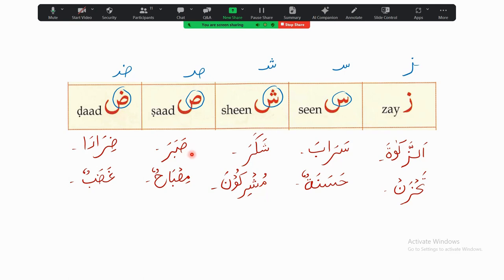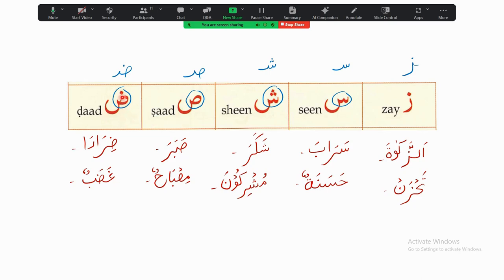So the first example is of swabara. Right here, sad is at the start, and it looks like this. When it comes in the middle, it is something like this. Miusbahun. Right?